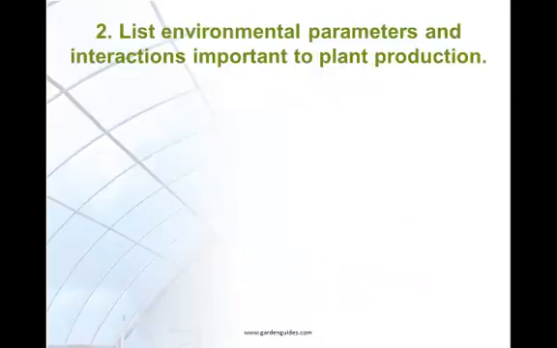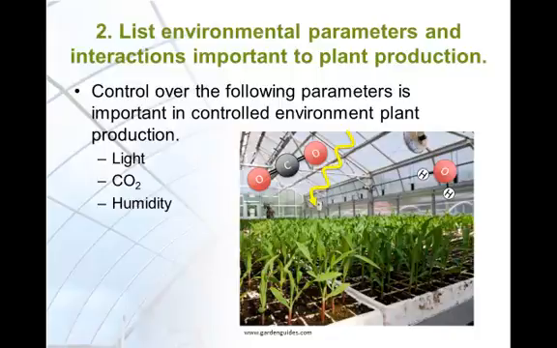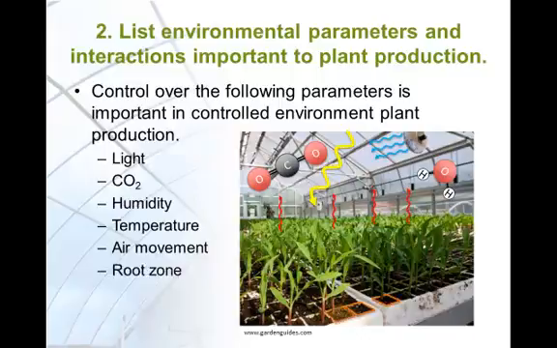The second objective is to list environmental parameters and interactions important to plant production. Control over the following parameters is important in controlled environment plant production: light, carbon dioxide, humidity, temperature, air movement, and root zone. This list includes many major environmental parameters, but it is not exhaustive.